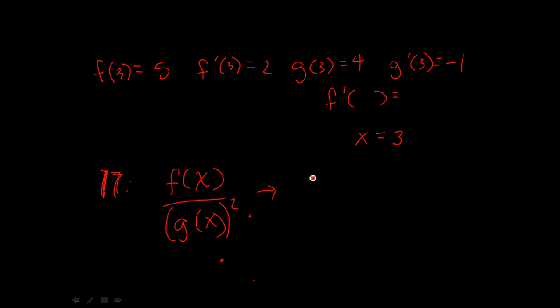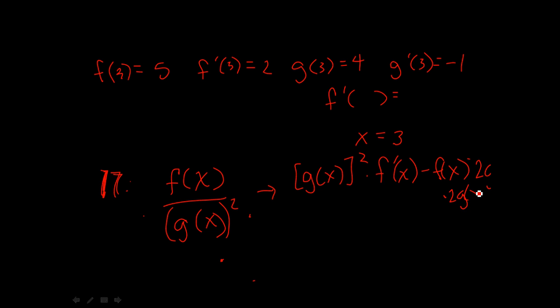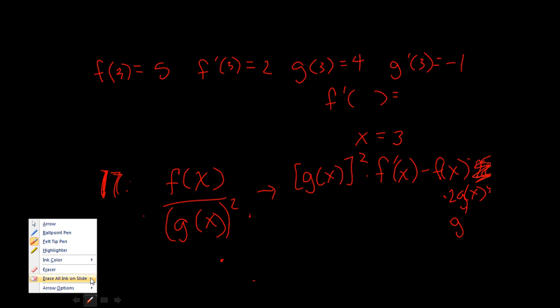So it's going to be low, so that stays the same, d high, which is f prime of x, minus high, which is f of x, d low, which is 2, okay, pretend that's there in the right place. So 2g of x times g prime of x. Actually, let me just rewrite it underneath. Oh gosh. Well, I can't undo that.